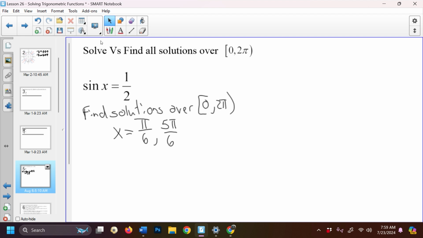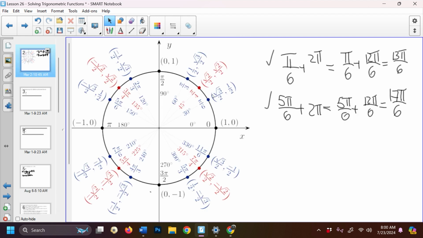Now when it says solve or find all of the solutions, well, there's an infinite number of those solutions. I'm going to have my pi over 6, and then I'll add 2 pi to that to get 13 pi over 6. And then if I add another 12 pi over 6, that'll be 25 pi over 6, and it'll go on forever. So I need a way to generalize that.